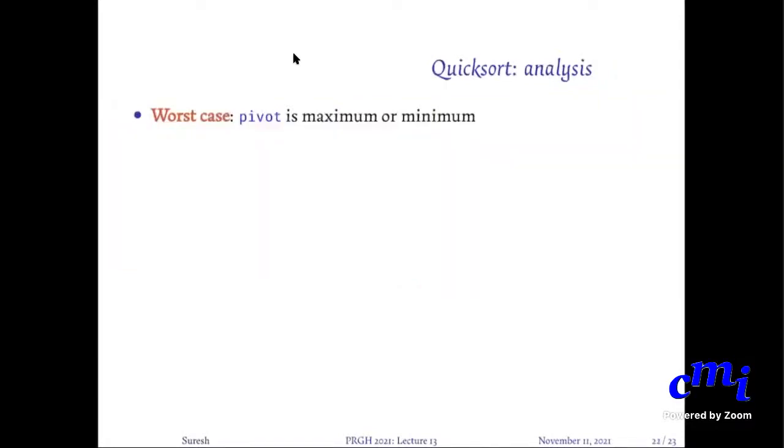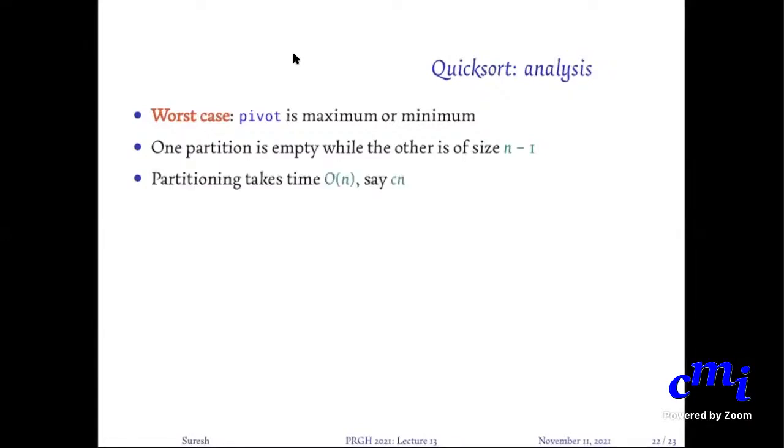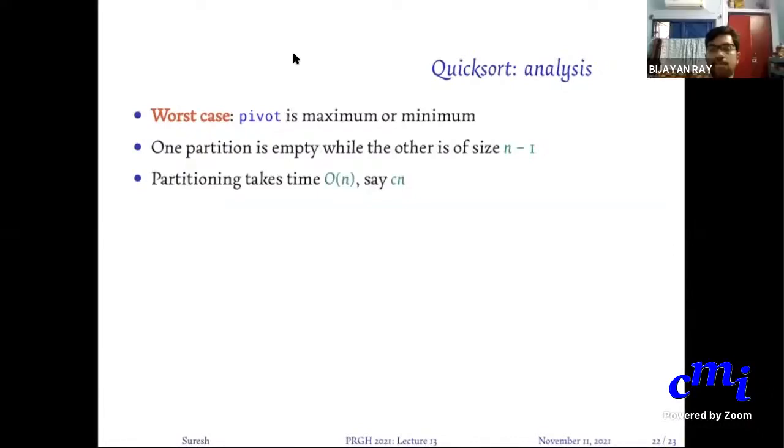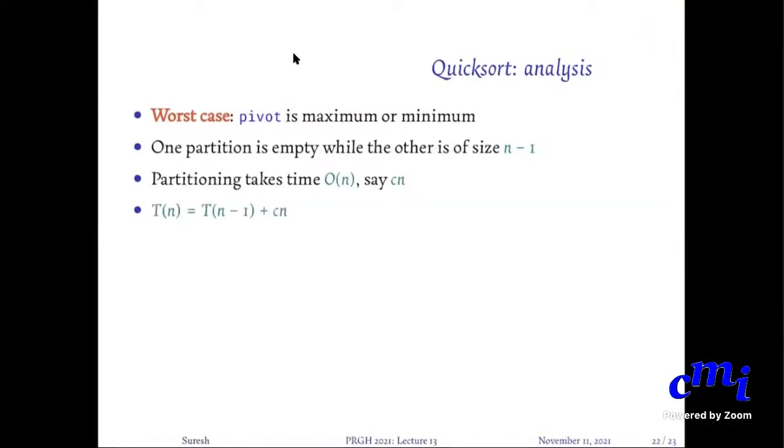But the drawback is that the worst case performance can be n squared. Why? Because the pivot could be the maximum or the minimum in sorted order, in which case one partition will be empty while the other partition will be of size n-1, and your algorithm's behavior will be the same as that of insertion sort. Partitioning takes time order n, and then you will do T of n-1 plus cn. That is the worst case, so it will be order n squared.